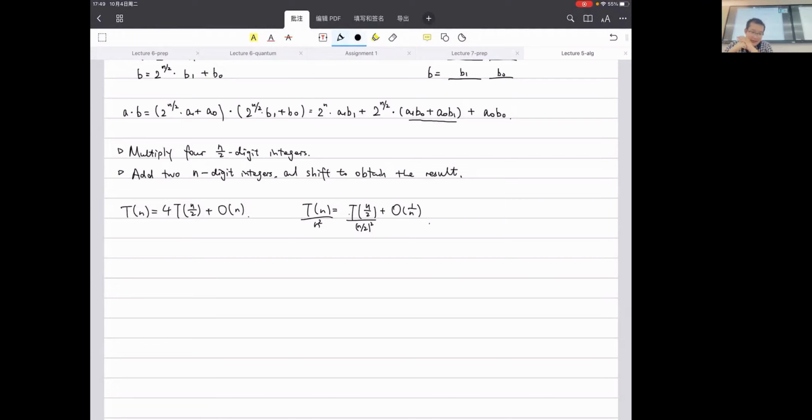So this is probably not so good, because we can just think about what this looks like. This is actually going to look like T of n over n squared. And this is equal to T of n over 2 divided by n over 2 squared plus O. Actually, this equals T of n over 4 divided by n over 4 squared plus O of n over n plus squared.